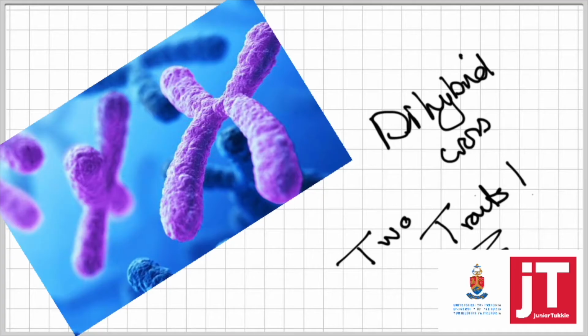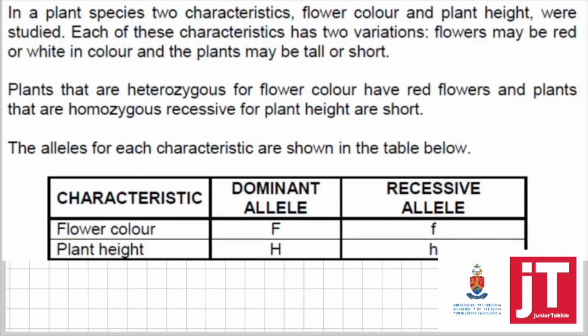So dihybrid crosses, we're looking at a genetic cross involving two traits. I've included an example here for us to work through just to get a better understanding of how a dihybrid cross would work. So looking at our example over here, we'll see that we have a plant species with two characteristics. We look at flower color as being the one trait, and then the plant height being the other trait.